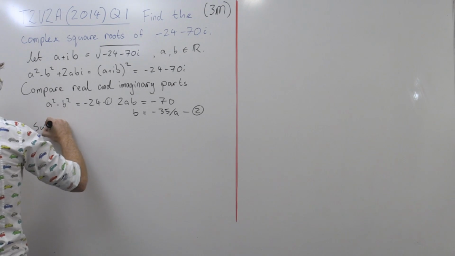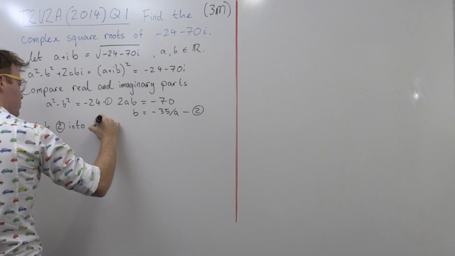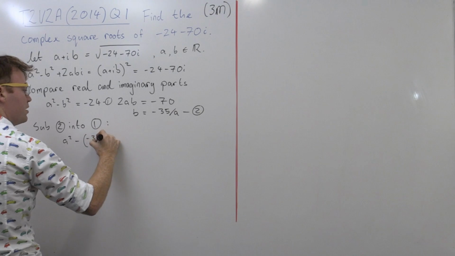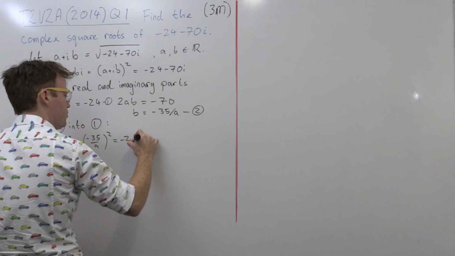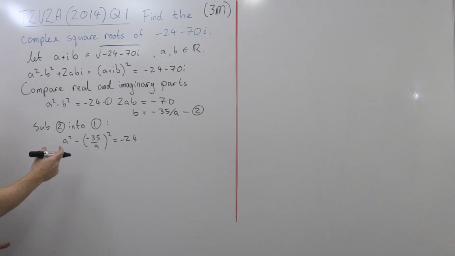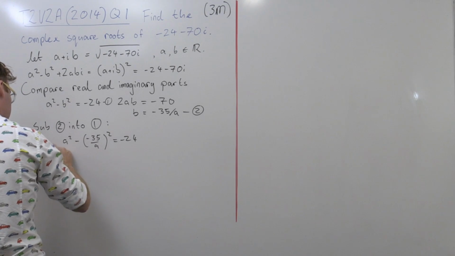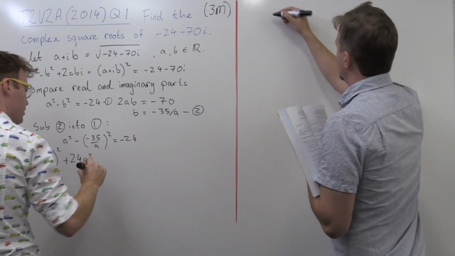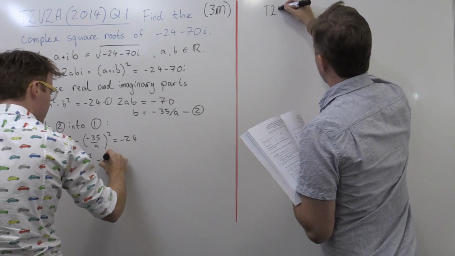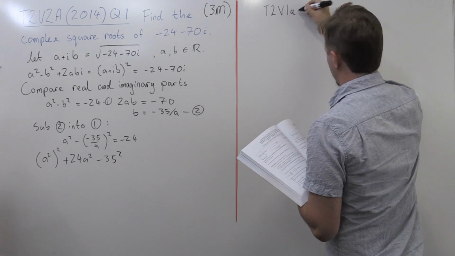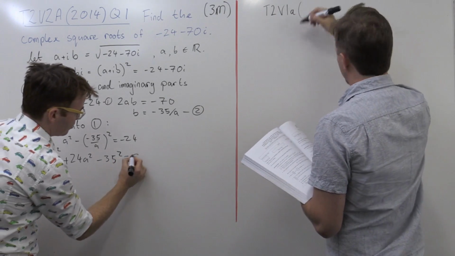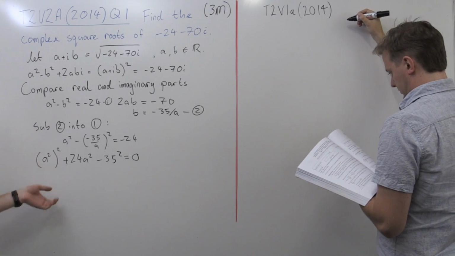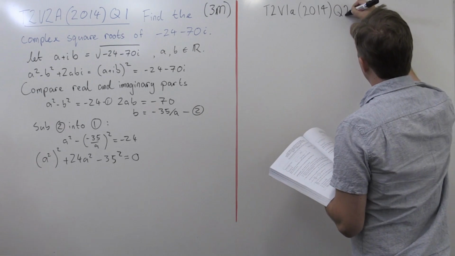So that gives me a squared minus (negative 35 on a) squared is negative 24. And I could bring everything over here so I have a quadratic equation in a squared. That's (a squared) squared plus 24a squared, and that's negative 35. And I'll leave it as negative 35 squared because I don't know what negative 35 squared is. And all this is supposed to be equal to 0. So to find out what a must be, well, at least what a squared must be, I can solve this equation for a squared using the quadratic formula.